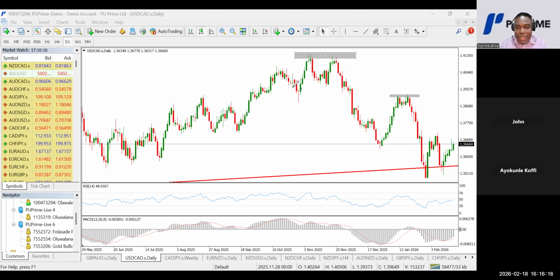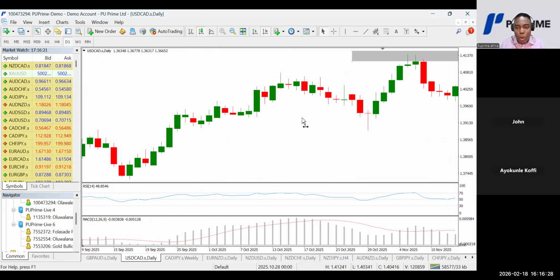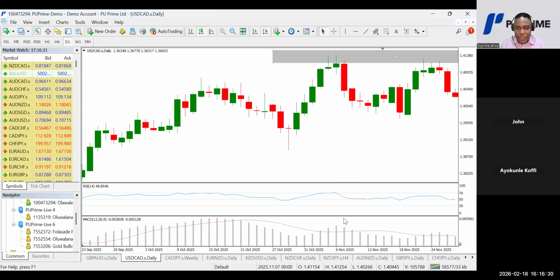Now, if you look here, you can see there is a rejection candle here, or a doji. It's a candlestick with a tiny body and long lower shadow. Anytime you see a candlestick like this at the bottom of a downtrend, it indicates possibility of reversal in the market.